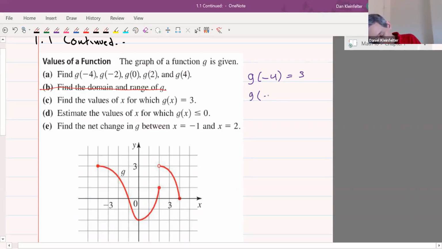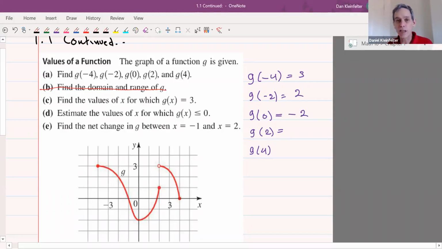Let's try the others. You may want to pause the video and try this on your own, and then check your work against what I've got here. Okay, G of -2. Here's -2. We'll go up to this point. It looks like there's a y value of 2 there. G of 0, when we're right at the origin, the x is 0. We'll have to go down to -2 to find our y value. For G of 2, when x is 2, our y is equal to 1.